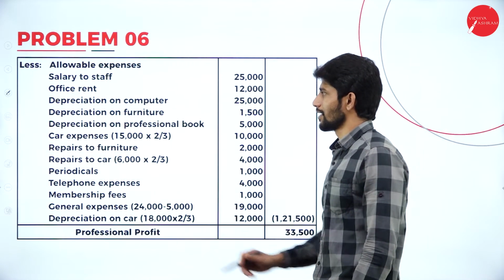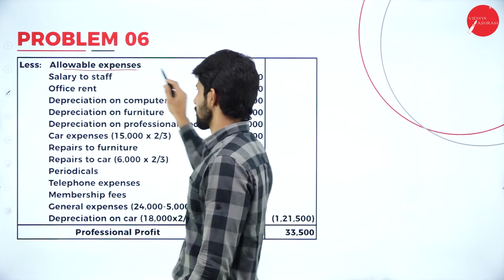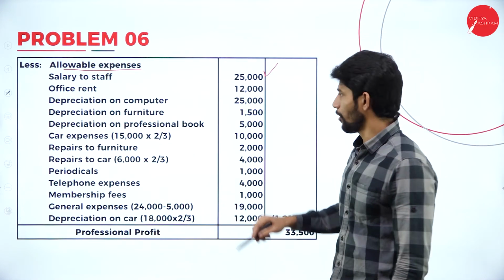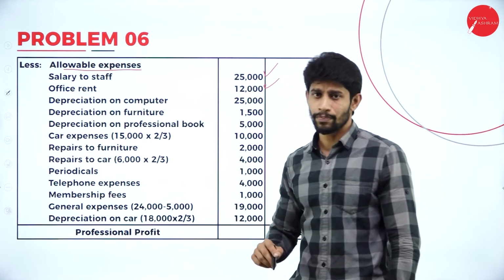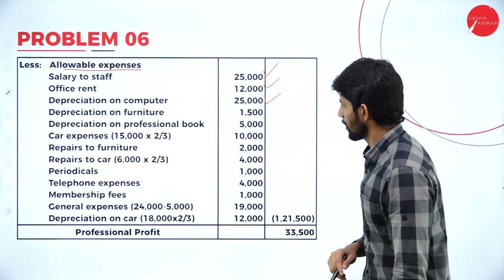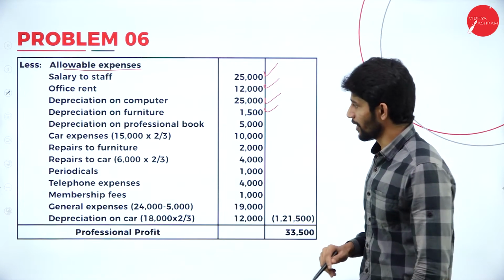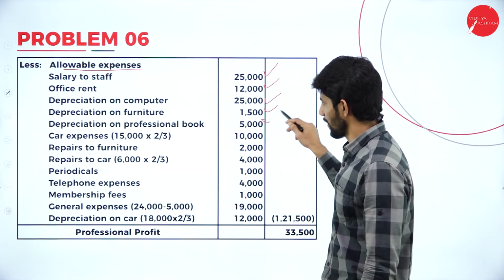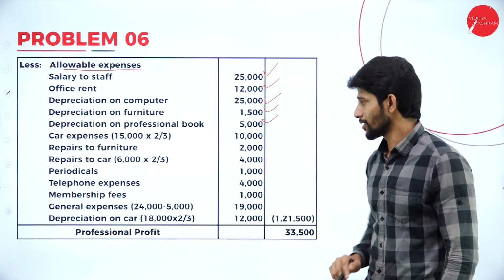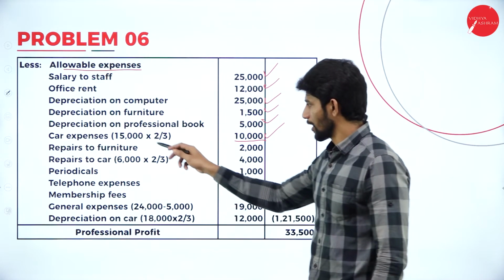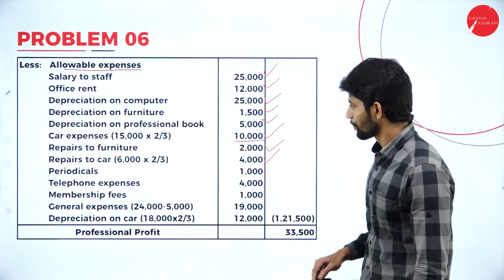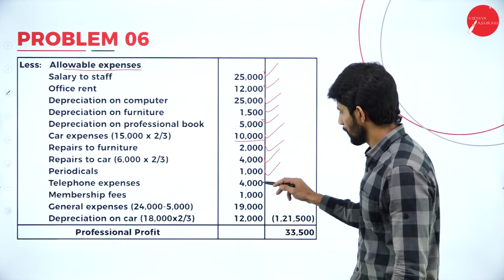Now less allowable expenses, that is, professional expenses. Salary to staff, professional. Office rent of rupees 12,000, professional. Depreciation on computer: value is given, 25,000. Depreciation on furniture, 1,500, given in the adjustment. Depreciation on professional books, 5,000. Car expenses: 2/3 relates to profession, 1/3 to personal. So 2/3 is 10,000 professional. Repair of furniture, 2,000. Repair of car, 2/3 is professional, so take 4,000. Periodicals, professional. Telephone expenses 4,000.